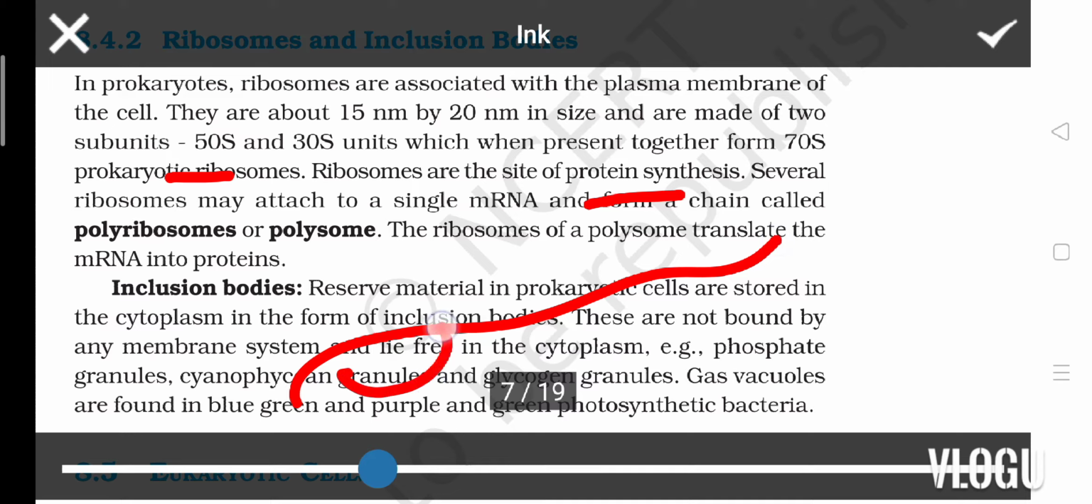Several ribosomes may attach to the mRNA and form a chain called polyribosomes or polysomes. In prokaryotes, there is a property during the process of formation of protein, that is the translation. What is translation? The process of formation of protein.